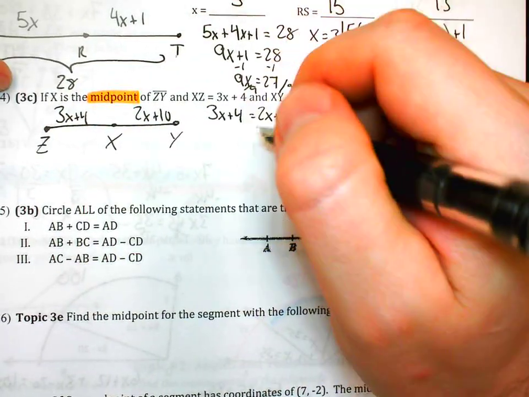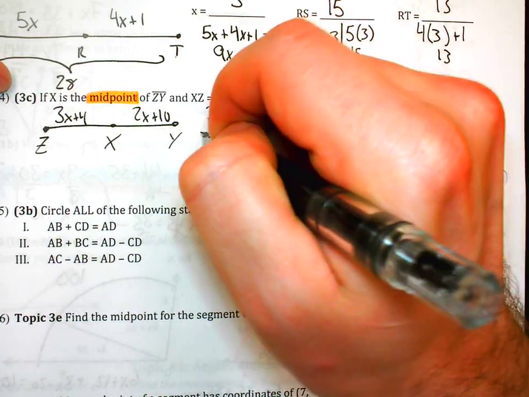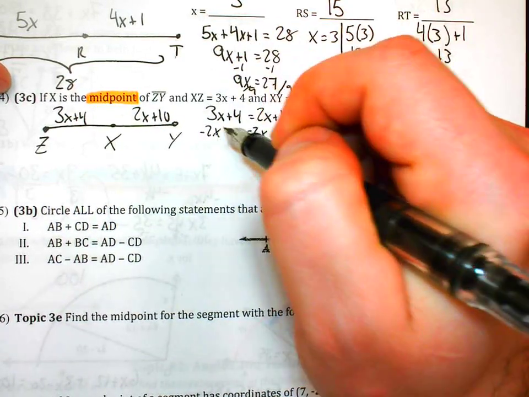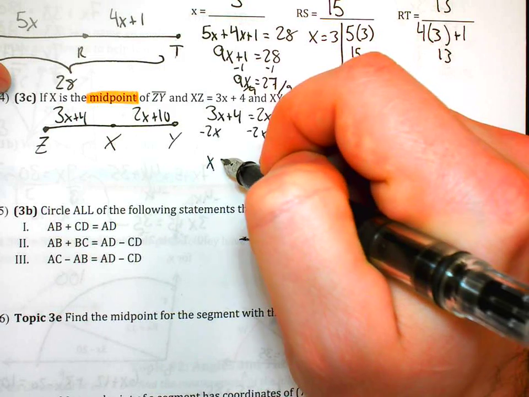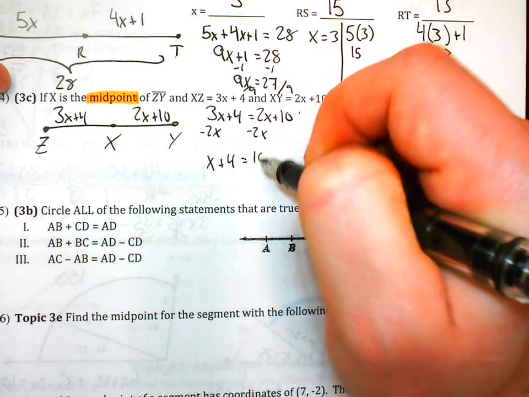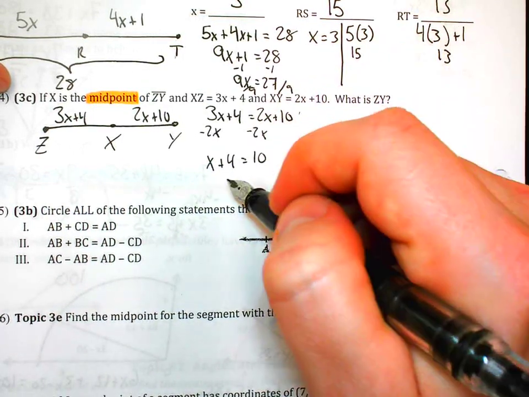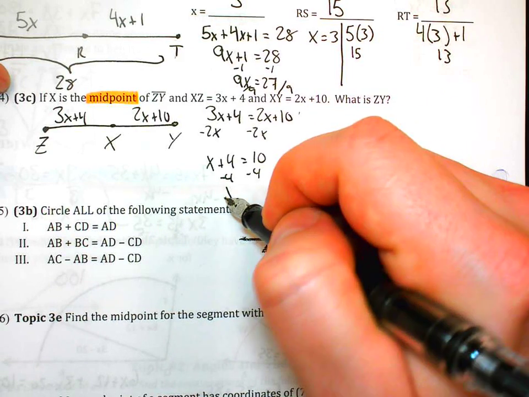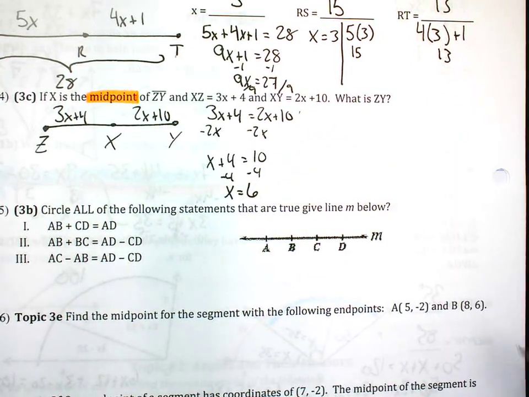To get the x by itself, first I'm going to subtract 2x so I can get all the x's on the same side. 3x minus 2x would be x. And then we carry down our plus 4 and 10. Last, to get x by itself, subtract 4, and that would give me 6.